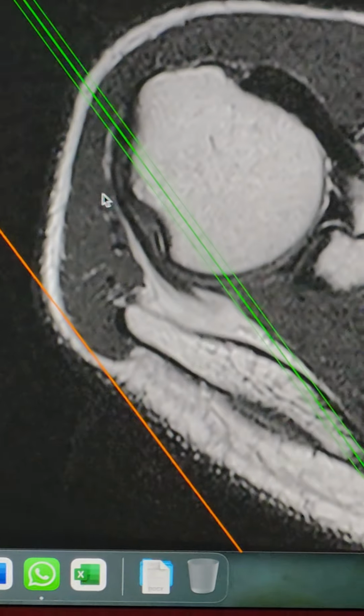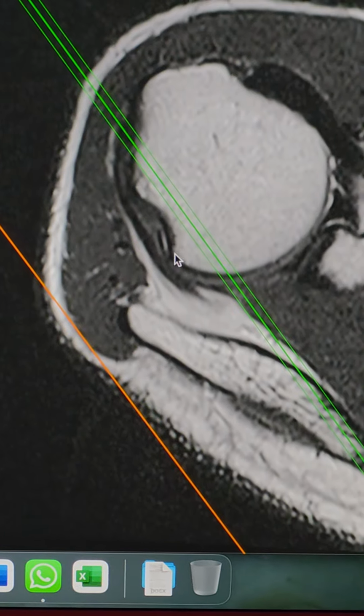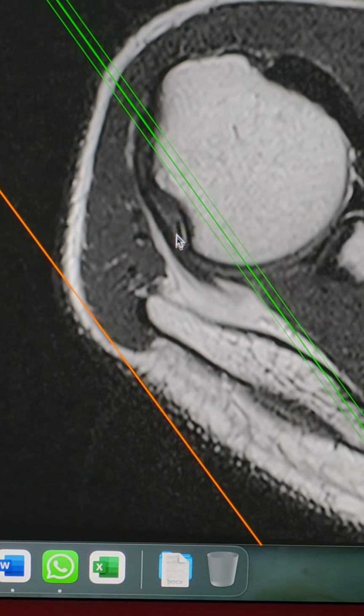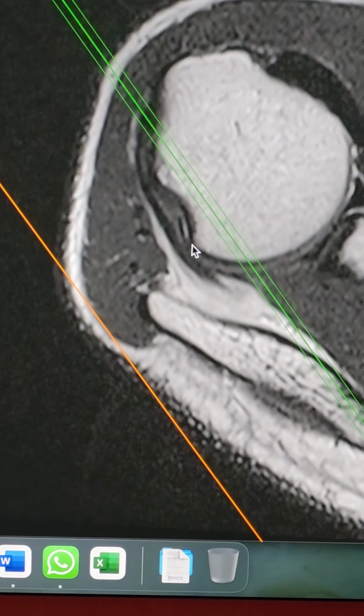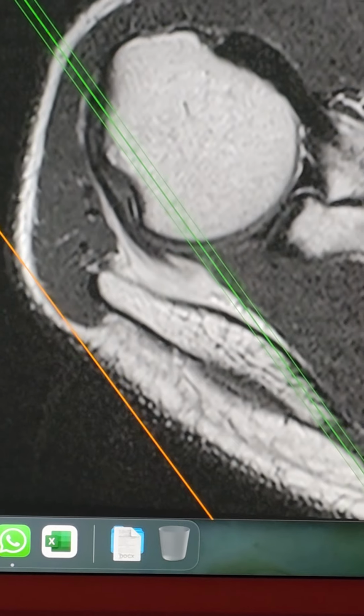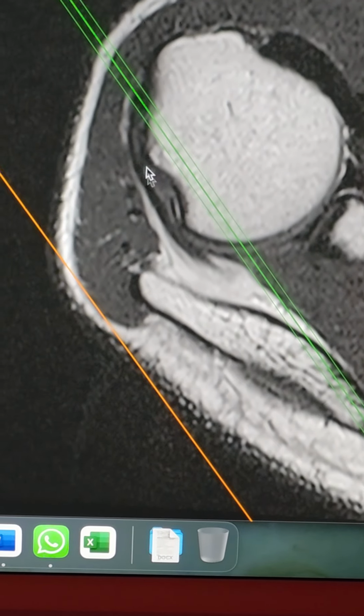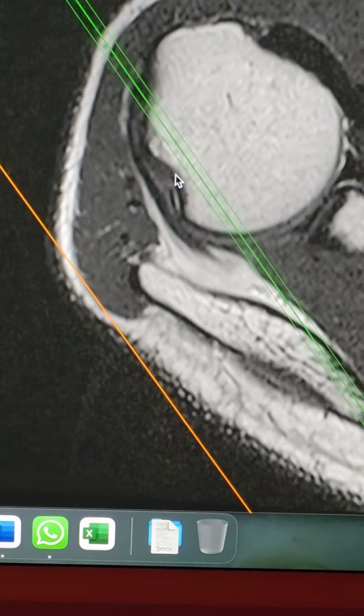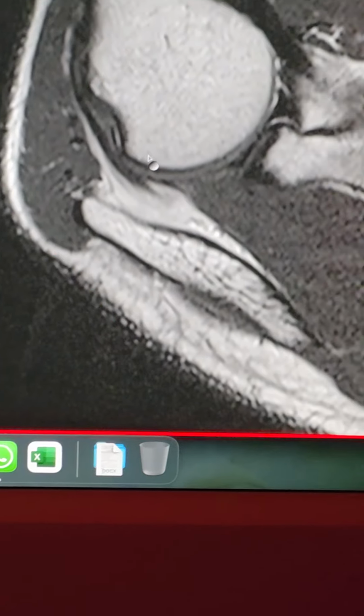aspect of the humeral head, and there is also an underlying shallow defect in the cortex, which is known as a Hill-Sachs lesion, which is very common with anterior dislocations, and we have to give the size in the form of the length and depth of the lesion.